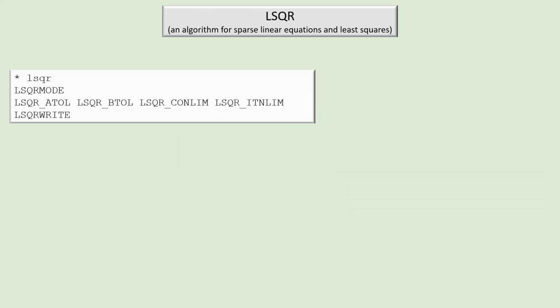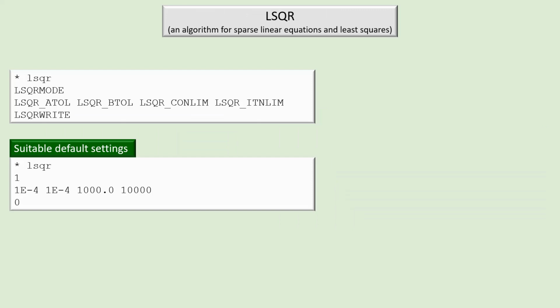Here's the LSQR section of a PEST control file. LSQR mode, set that to 1 to turn on LSQR. These other variables are a bit similar to the variables which appear in a similar position in the singular value decomposition section. The settings here normally work pretty well. See the PEST manual for further details.